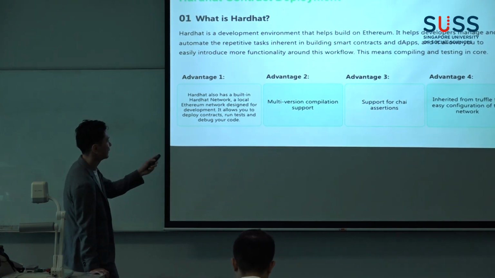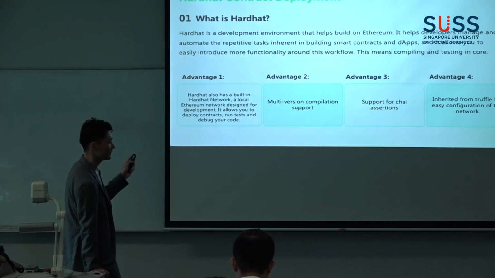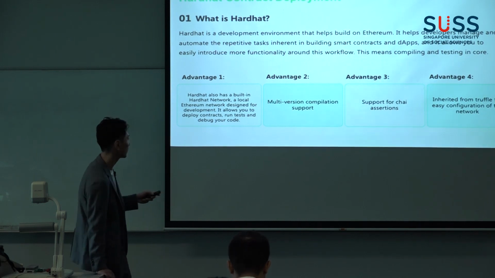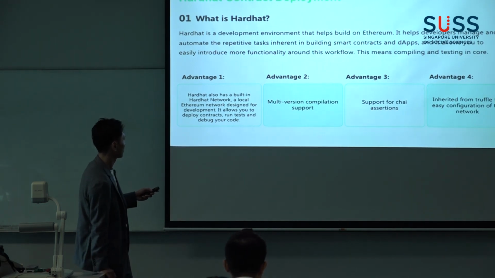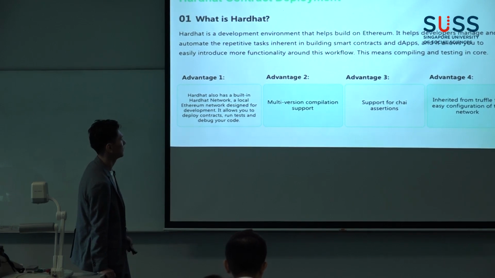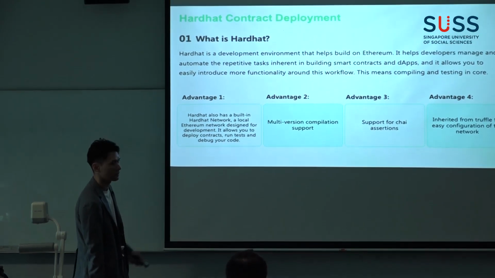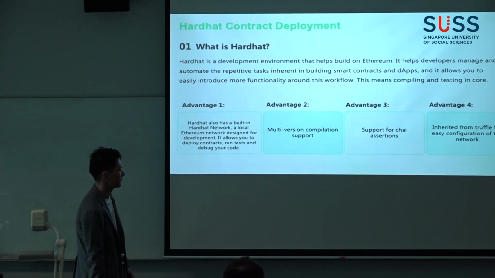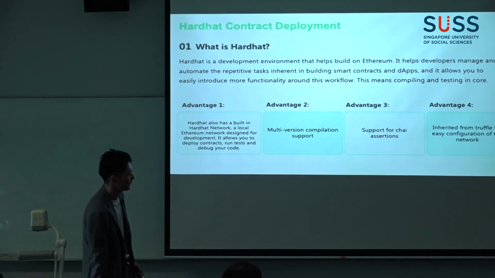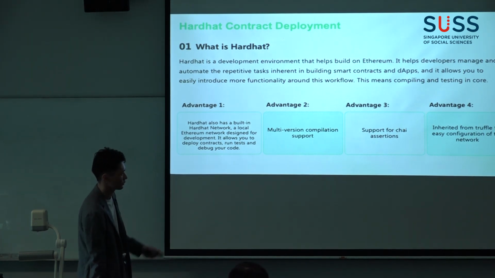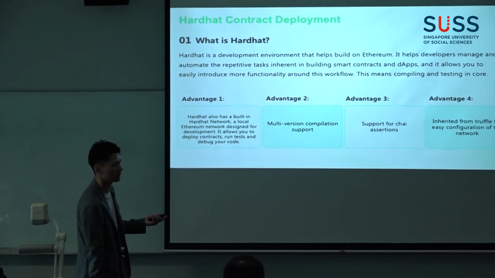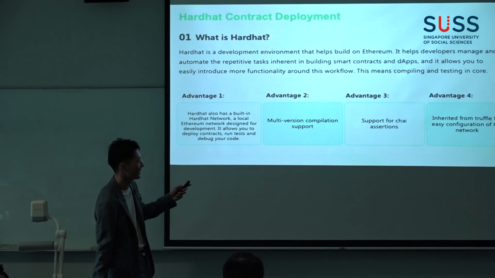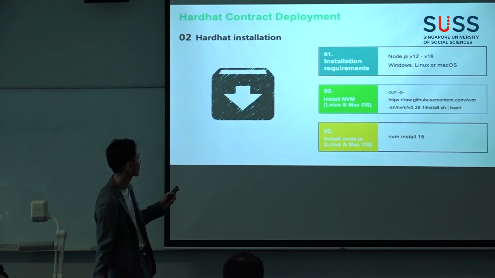So there are four advantages for this framework. It has a built-in network, a local Ethereum network, so you can deploy your contracts on the local network and interact with it. And there's multi-version compilation support. You can compile your contract with different compilers. And it supports try assertions, which is good for testing. And also, the tool that we used before is Truffle, and I think not many people use it nowadays, but Hardhat inherits something from Truffle, and the configuration part is quite easy.